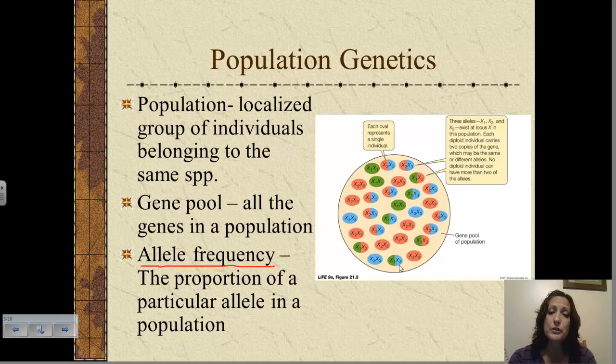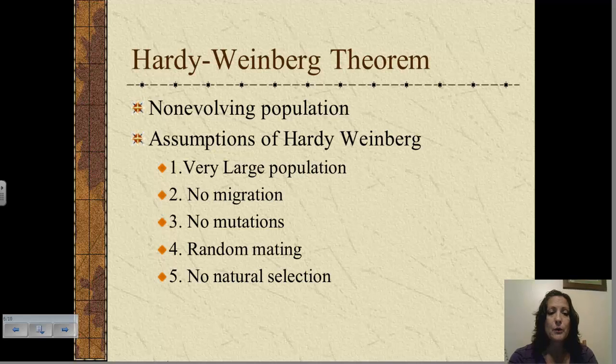So if we want to know the allele frequency, we would count up how many number 1s there are in this total gene pool, divided by the total number in the gene pool. And we could do the same thing for version 2 and version 3. So that's what we're going to be looking at in population genetics, the frequency of different alleles within a gene pool.